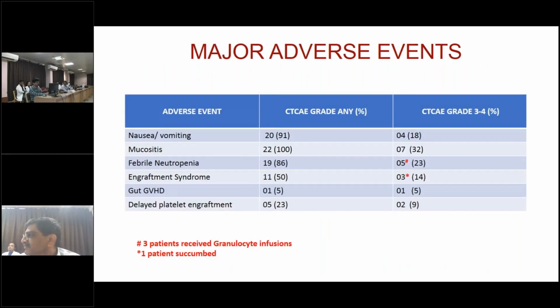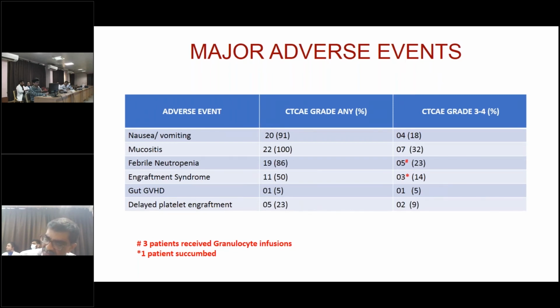One of the major logistical issues which we face is the management of adverse side effects, which are part and parcel of any transplant program. These are basically grade 4 mucositis, nausea, vomiting, febrile neutropenia. We do get some amount of engraftment syndrome, some delayed platelet engraftment. Usually GVHD as a manifestation is seen more commonly in allogeneic transplants.